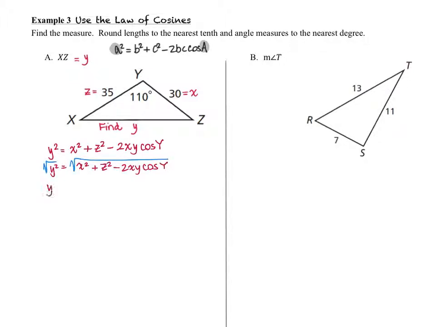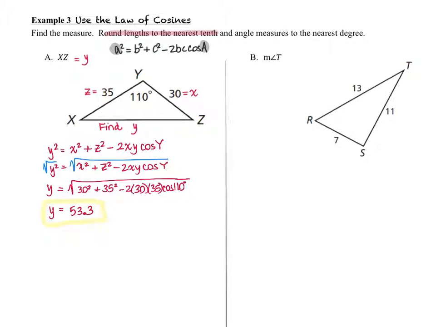Now let's take the square root of both sides. And that's going to leave us with Y on the left-hand side, and on the right-hand side we're going to have the square root of 30 squared plus 35 squared minus 2 times 30 times 35 times the cosine of 110 degrees. The rest is calculator work. So when we put this all in our calculator, we end up with Y is equal to 53.3. Remember that what we just found was a side length, and we were asked to round lengths to the nearest tenth, which we have done. This is what it looks like to use the law of cosines to find a missing side length.